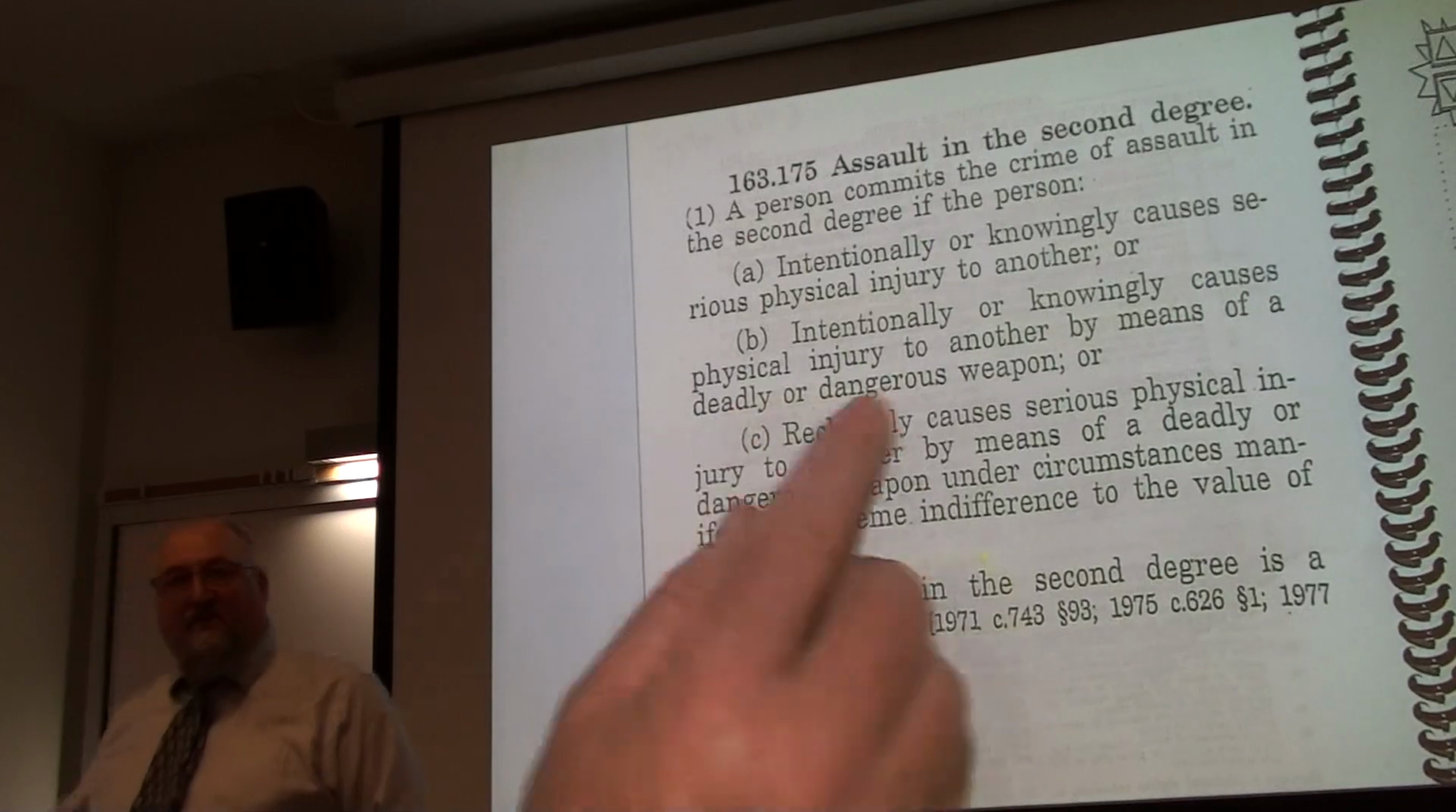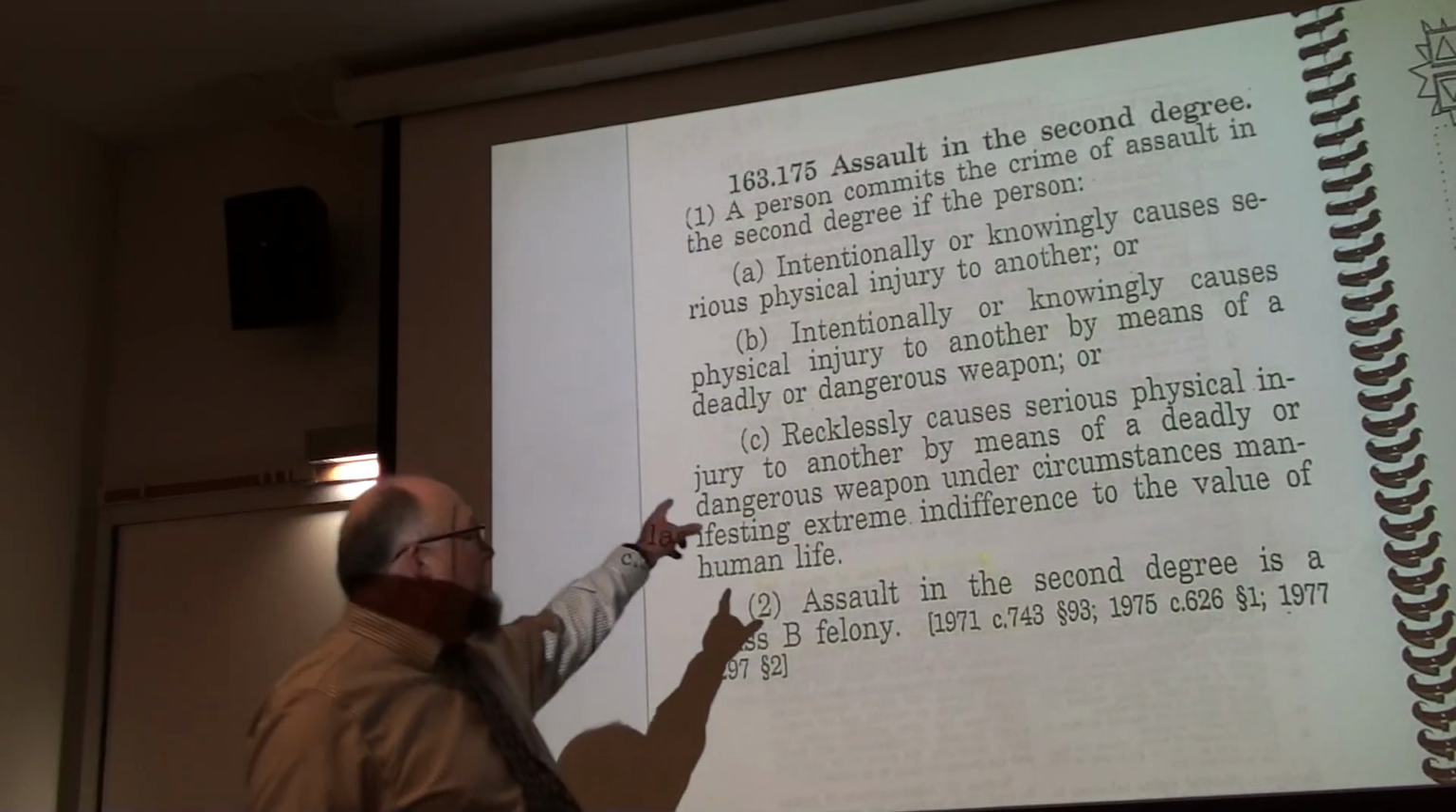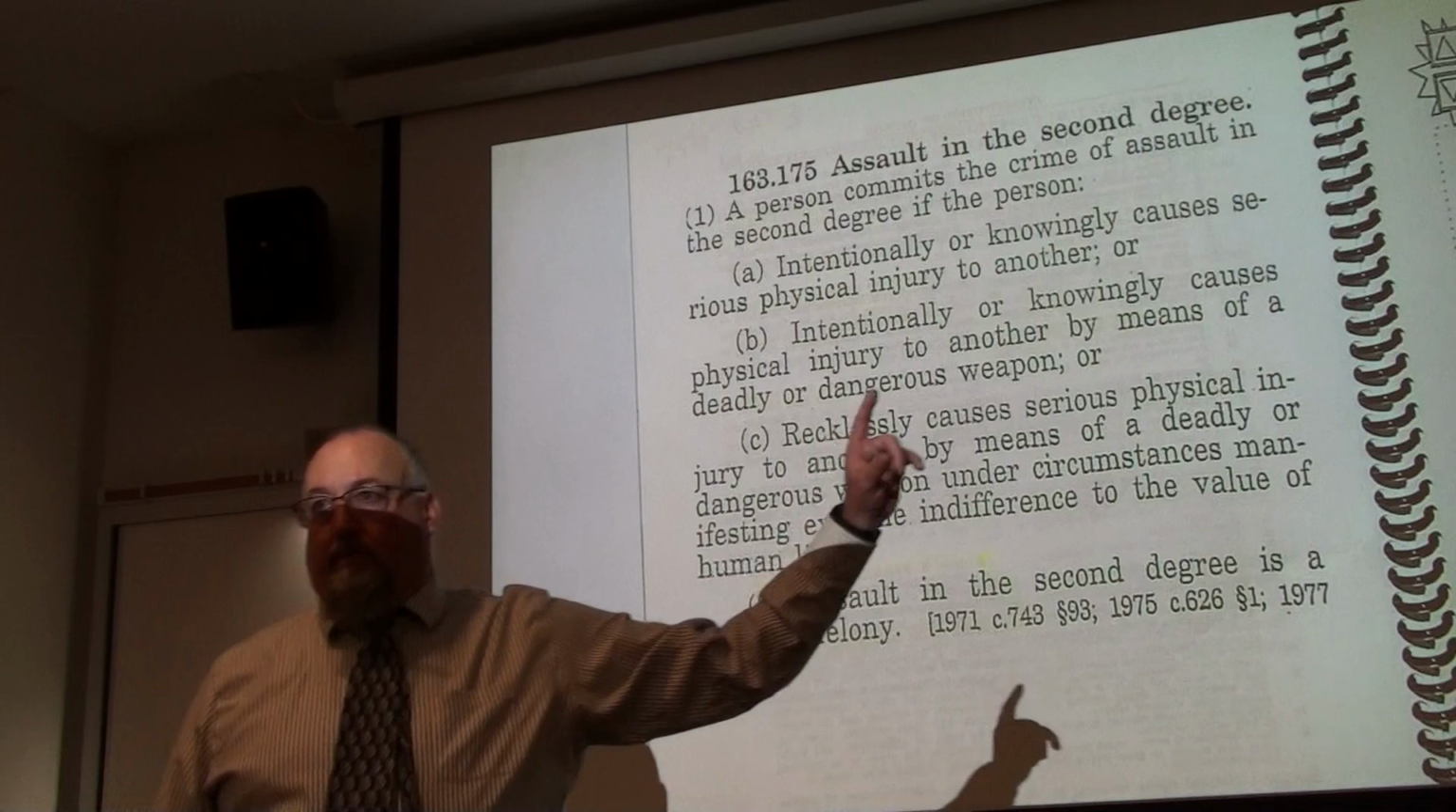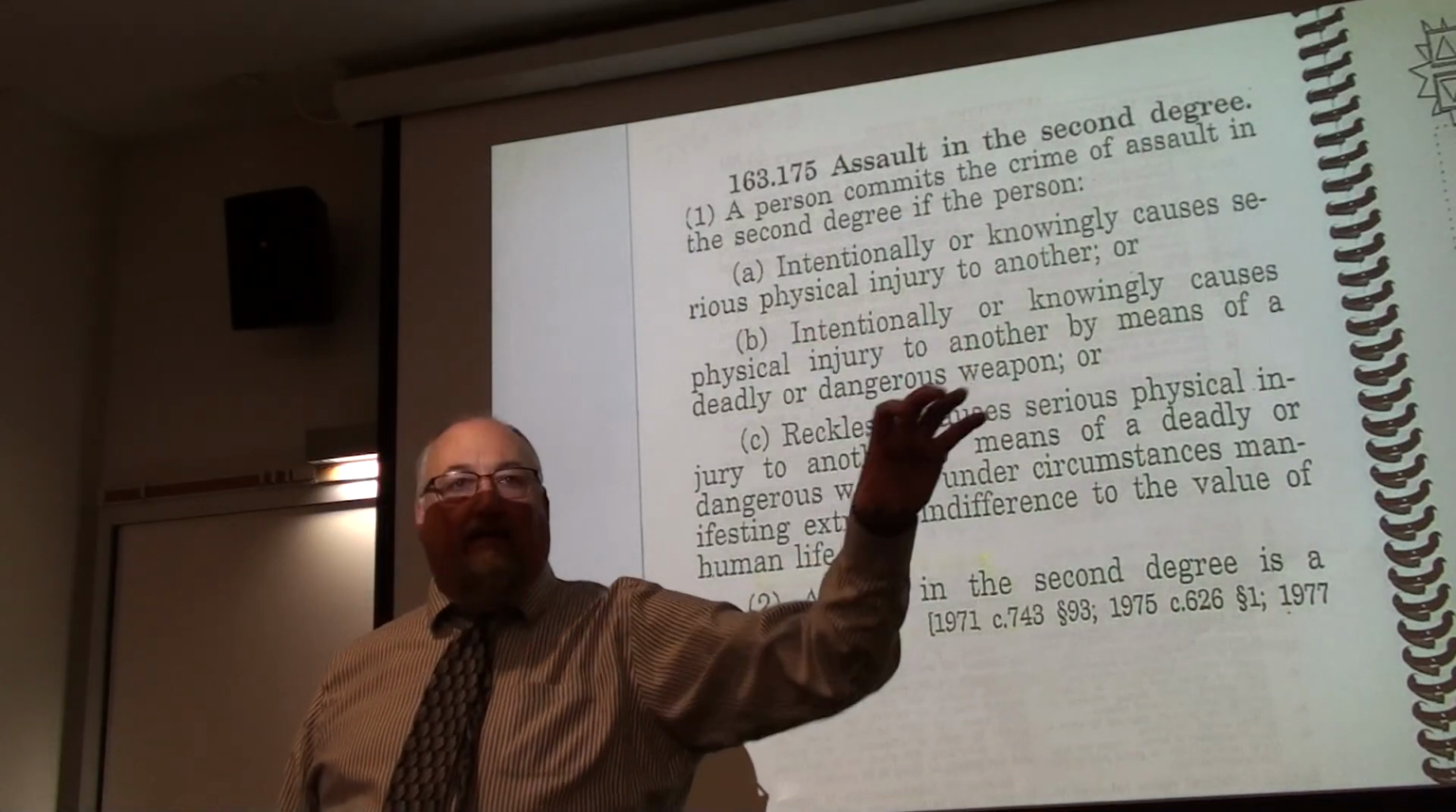So we're going to focus on these two words right here. Deadly or dangerous weapon, okay? So a deadly weapon.